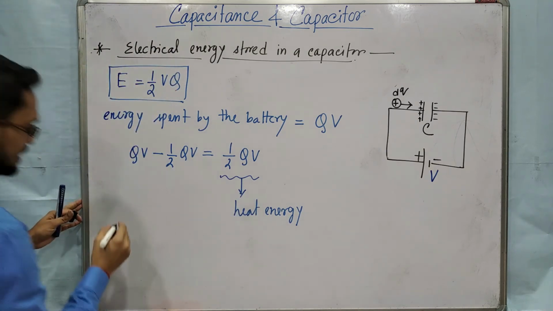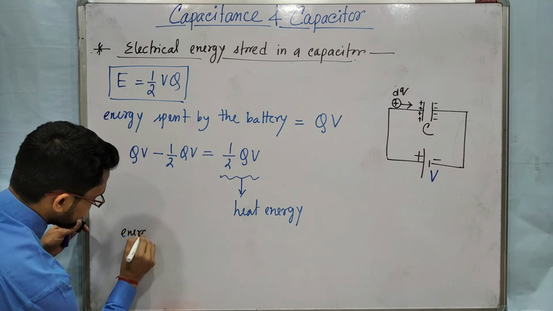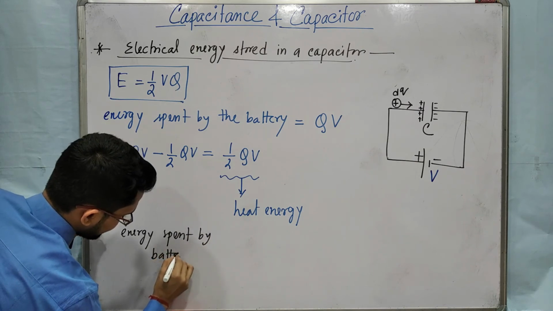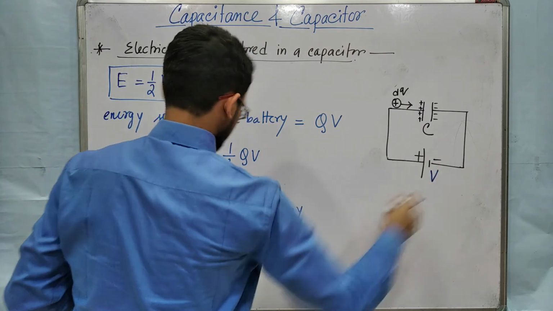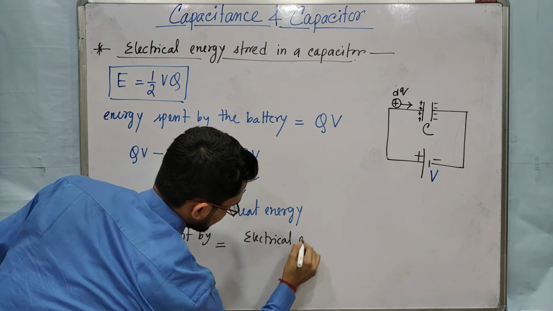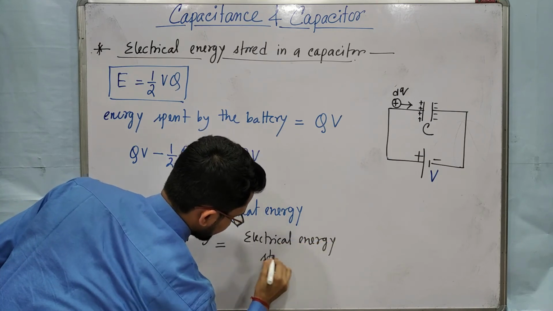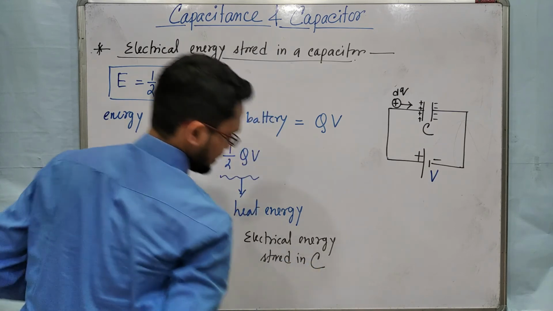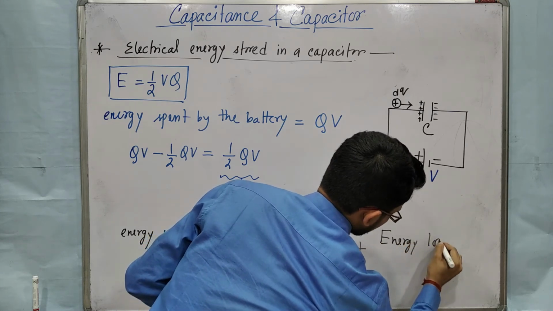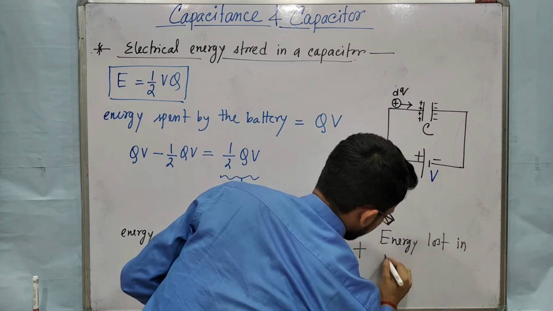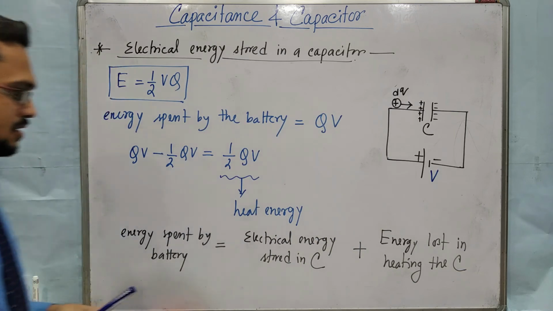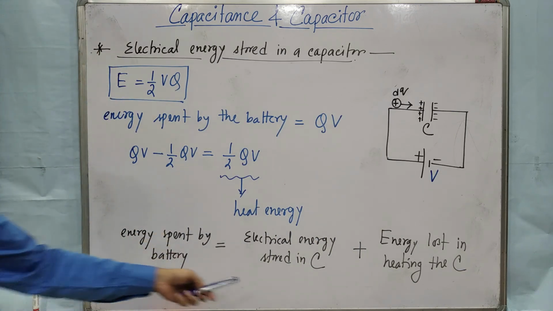Okay, so we can write that energy spent by battery is equal to electrical energy stored in capacitor C plus energy lost in heating the capacitor. So total energy spent by the battery is equal to this plus this.